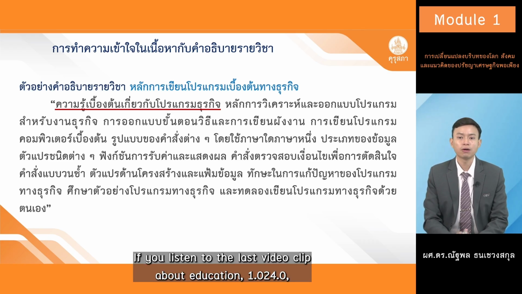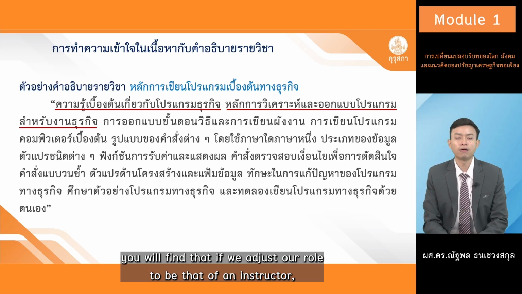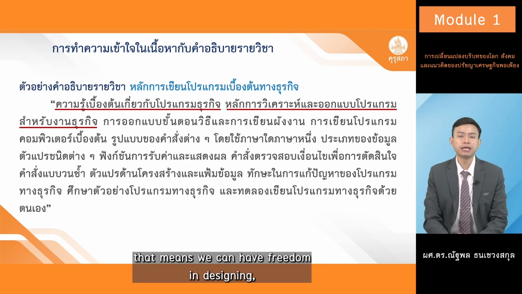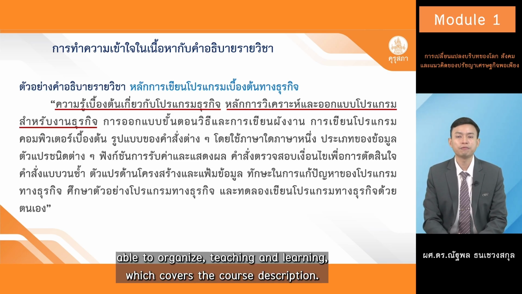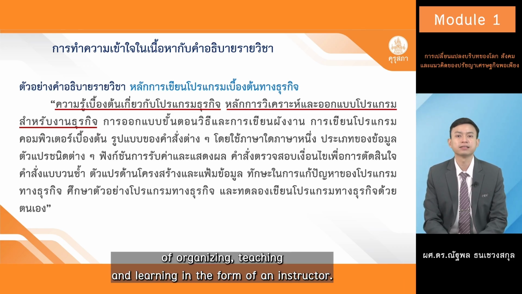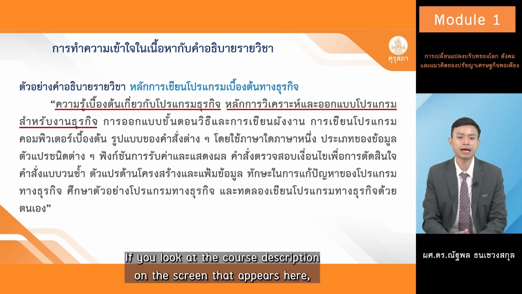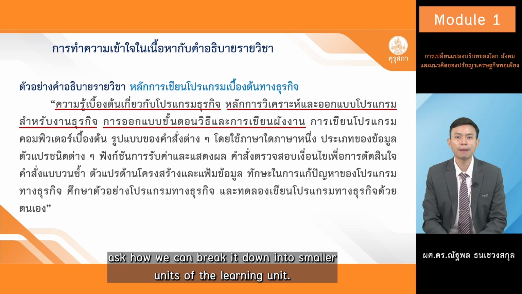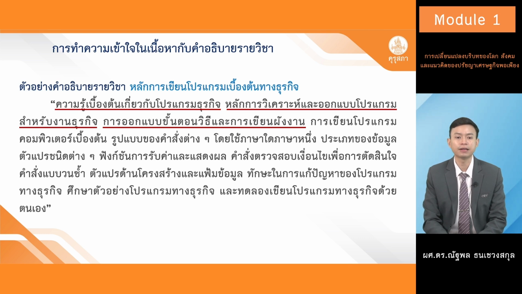If you listen to the last video clip about Education 1.0 to 4.0, you will find that if we adjust our role to be that of an instructor, that means we can have freedom in designing and organizing teaching and learning, which covers the course description. It is considered that we are capable of organizing teaching and learning in the form of an instructor. If you look at the course description on the screen, ask how we can break it down into smaller learning units.